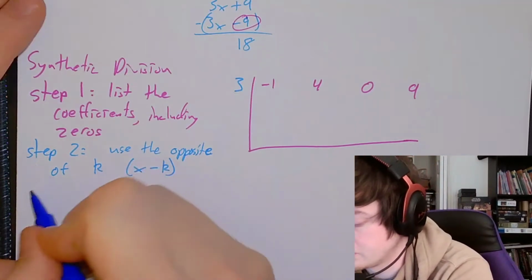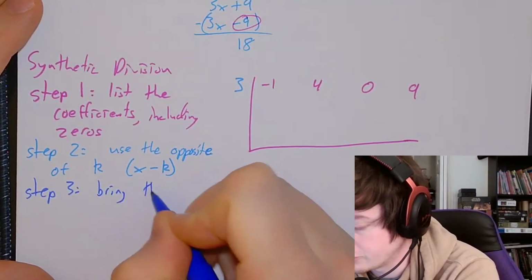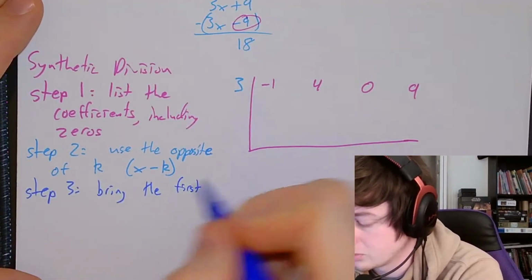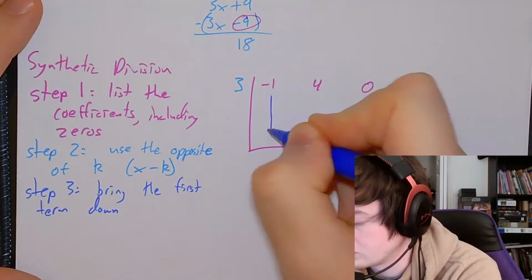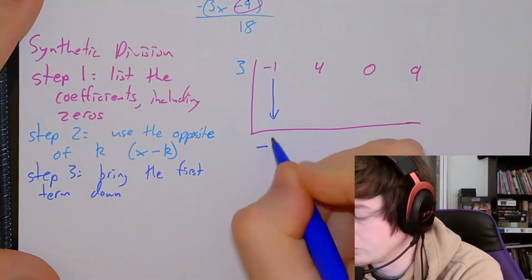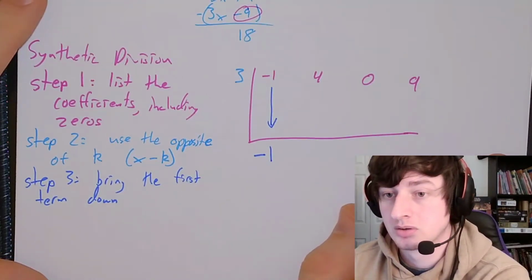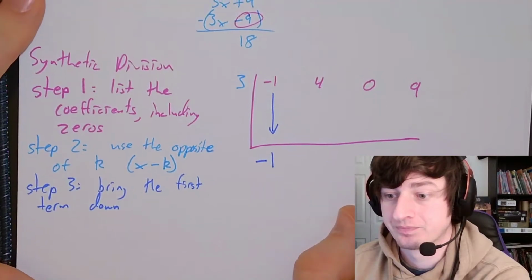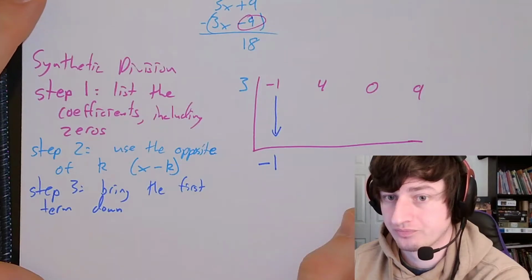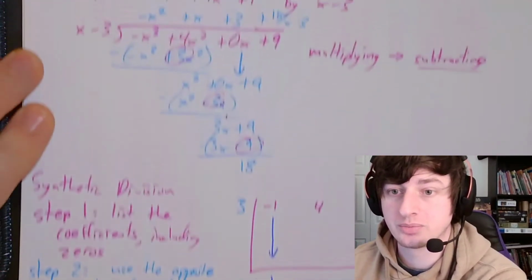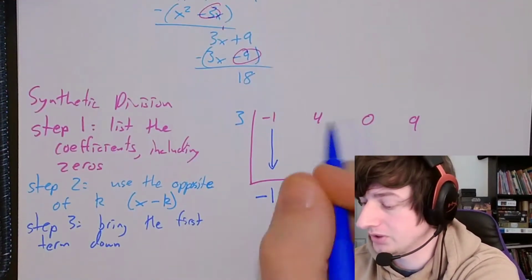Okay, step 3. Bring the first term down. We get -1. You'll notice our answer to the first problem had -1 in it. Right, so our answer up here in blue, we started with a -1 and we had a -1. So we bring this -1 straight down.